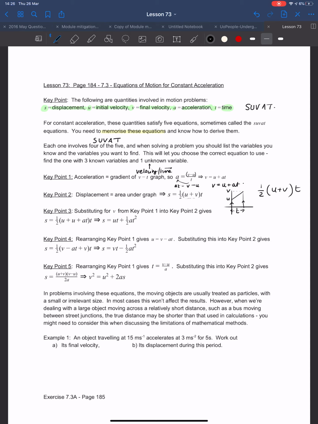I don't know if I've told you this. Half the sum of the parallel sides times the distance between them, that's t in this case. That's the way the formula goes for the area of a trapezium.